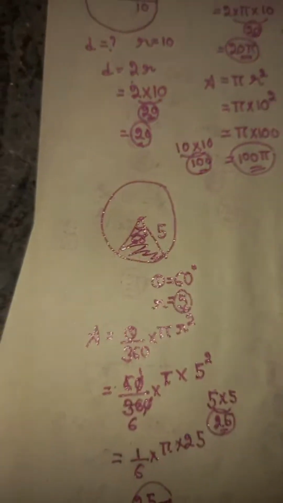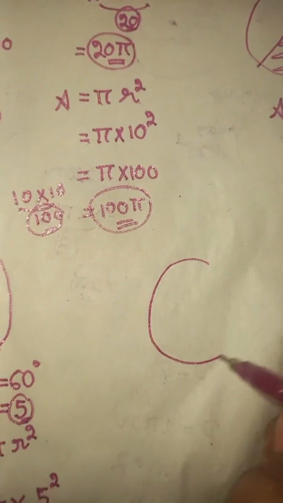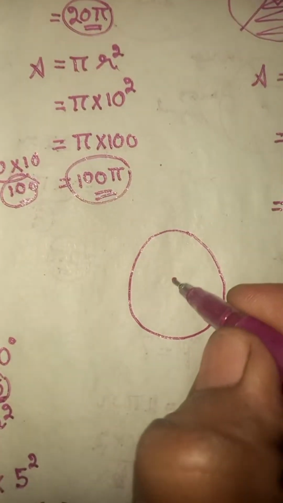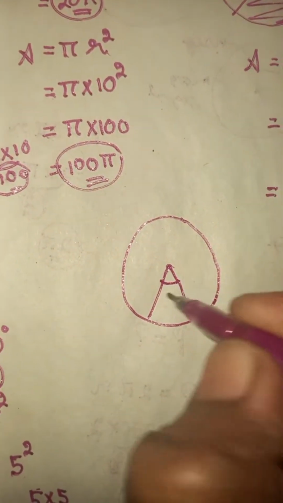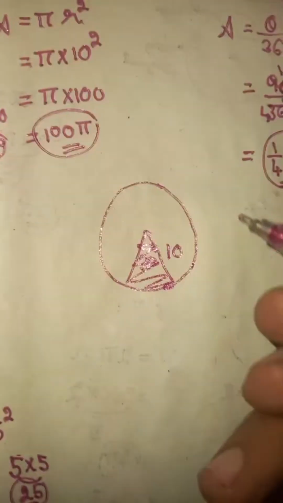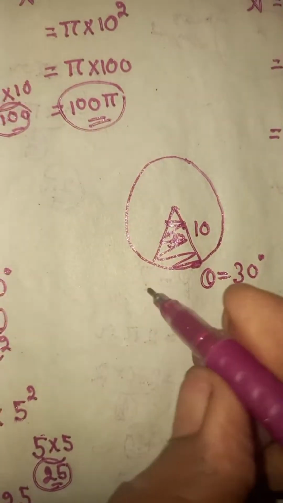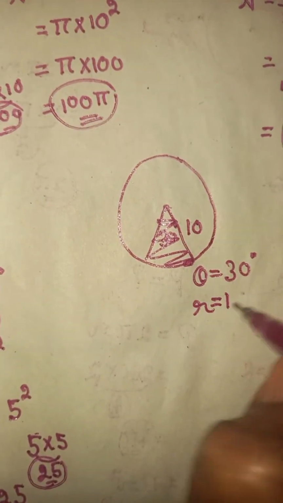And next let's find out another one. Here they are giving a very small sector, that is 30 degrees. The radius is 10 units. You need to find the area of the shaded region. That shaded region you can do it out. Here radius is 10 units.